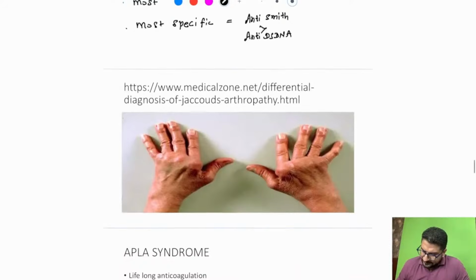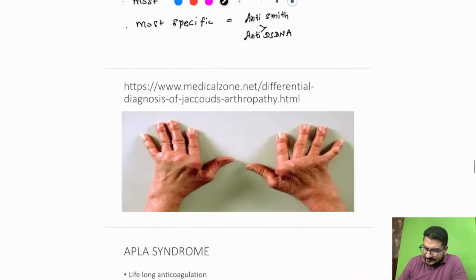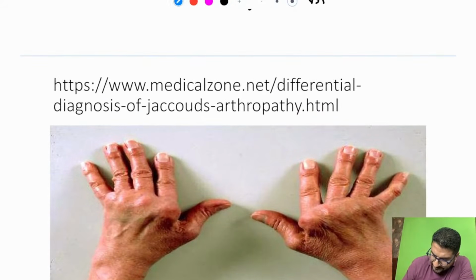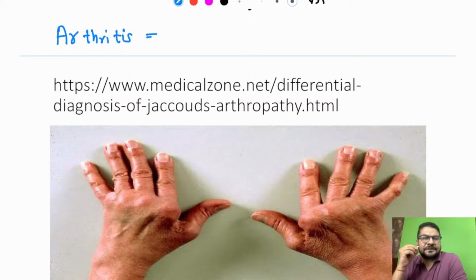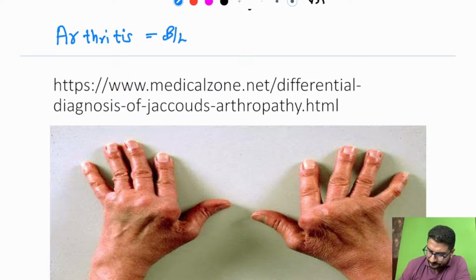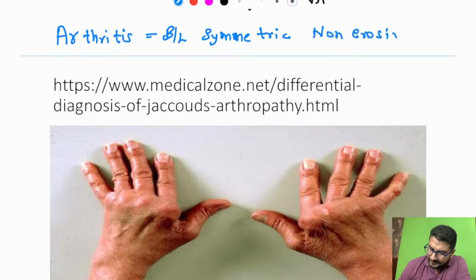Okay, now let's see. Sometimes, like I told you in SLE, understand once what the arthritis will be like. So an SLE patient will have arthritis, joint manifestation. This arthritis will be bilateral, symmetric and non-erosive, meaning it will be in both hands. Symmetrical involvement and non-erosive. Non-erosive means there is no erosion, non-deforming.